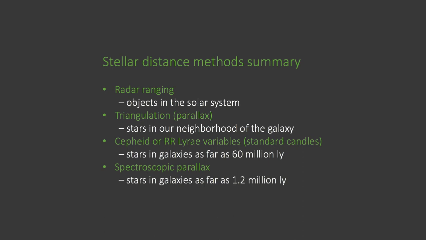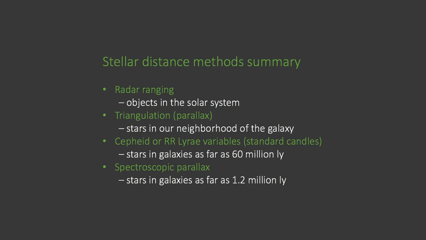So in summary, we've talked about four different methods: radar ranging, triangulation, Cepheid or RR Lyrae variables, which are types of standard candles, and then spectroscopic parallax. The key and new information on this slide is that radar ranging is really useful in the solar system. Parallax we can use in our neighborhood of the galaxy, so stars that are within tens or hundreds of light years from us. That's possible with stellar parallax.